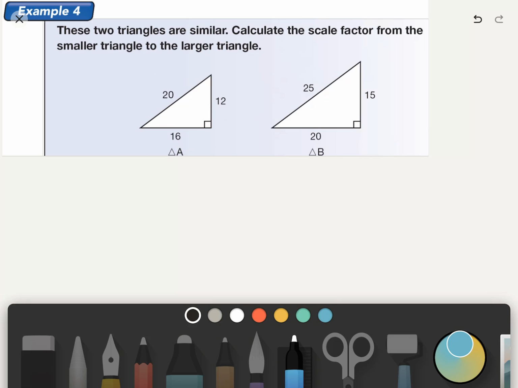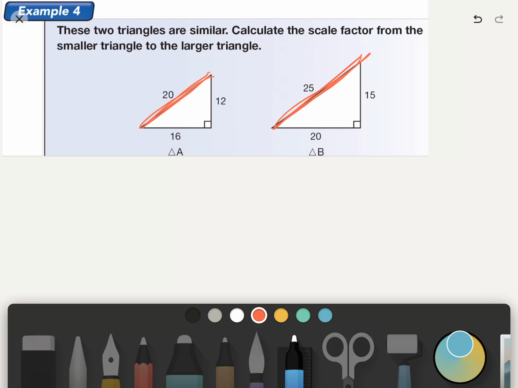Okay, so looking at example 4. These two triangles are similar. Calculate the scale factor from the smaller triangle to the larger triangle. So also pretty simple. It's basically asking, what is our scale factor here? Like, what would you multiply any of the sides by to figure out the other?